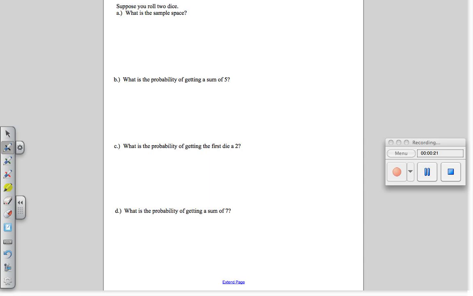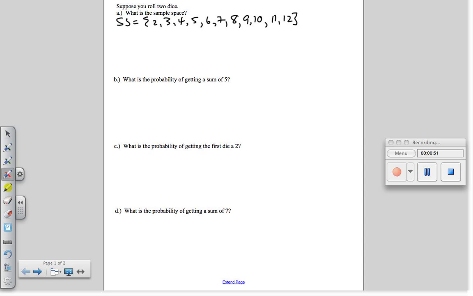One sample space is to list the sums possible each roll. The sample space would look like SS equals 2, 3, 4, 5, 6, 7, 8, 9, 10, 11, and 12. However, there are more ways to get a sum of 7 than there are to get a sum of 2, so these outcomes are not equally likely. Another thought is to list each outcome, list the possibilities of each roll. So this one we can do.